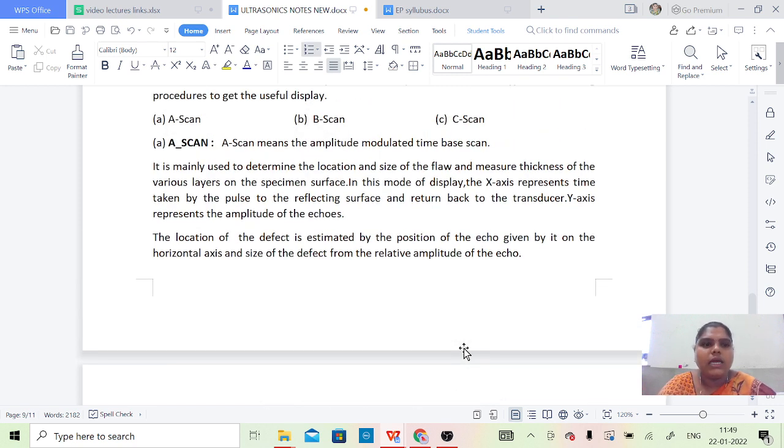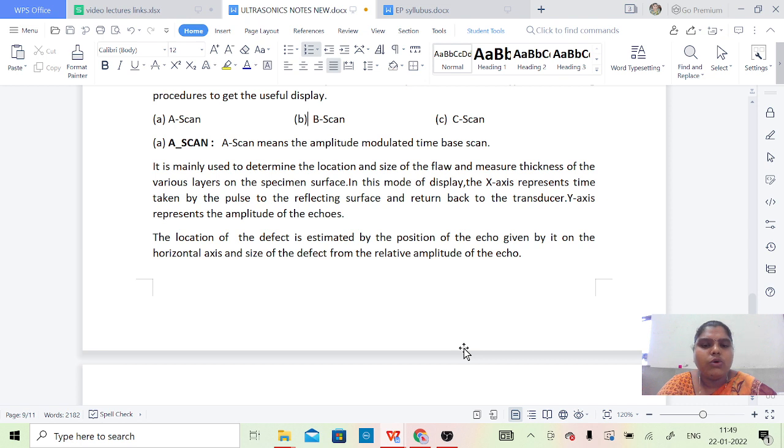Let us see what the A scan is. A scan means the amplitude modulated time-based scan. It is mainly used to determine the location and size of the flaw and to measure the thickness of the various layers in the specimen.